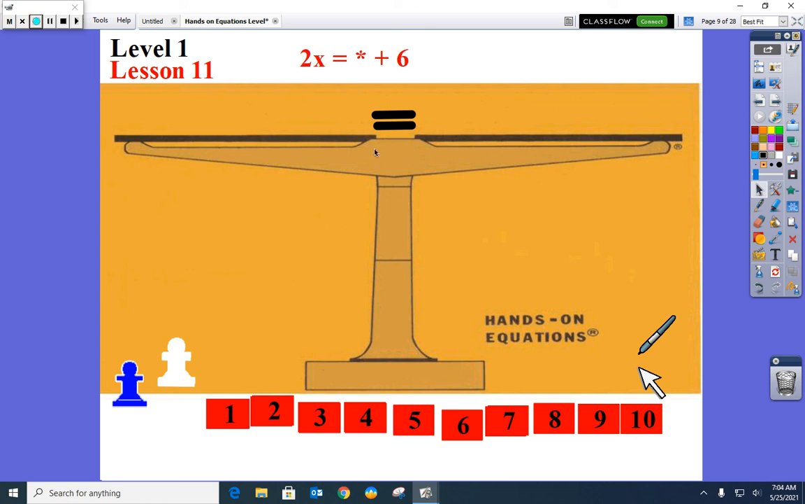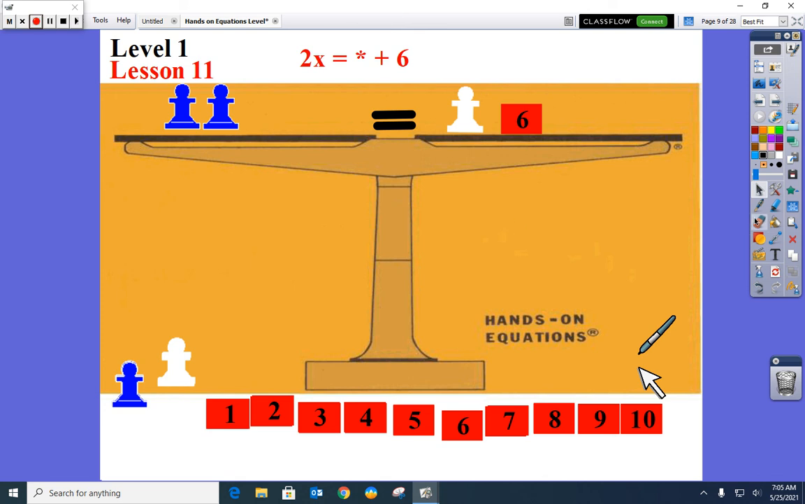So we want to set this up on our board. I want to do 2x on one side equals star plus 6. Now, one thing you want to remember is when we take away something from both sides of our equal sign, that something has to be the same thing. I have two x's on this side, I have one star on this side. I can't take away x's or stars because they're not the same thing.